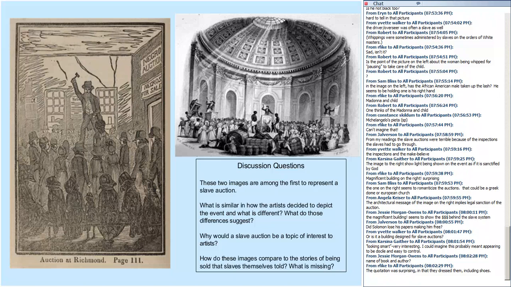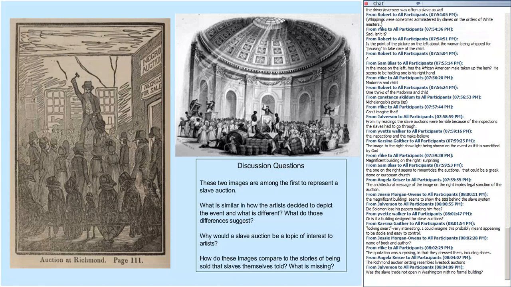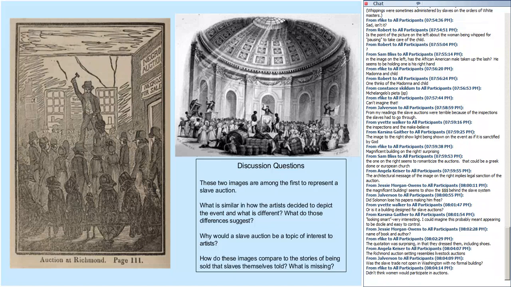Looking smart, I could imagine, appearing to be docile and easily controlled. Exactly. So looking smart was acting in the way that white slave owners would want a slave to act. And exactly as you say, being easy to control. The Richmond auction setting resembles livestock auctions. Yes, a very good point.